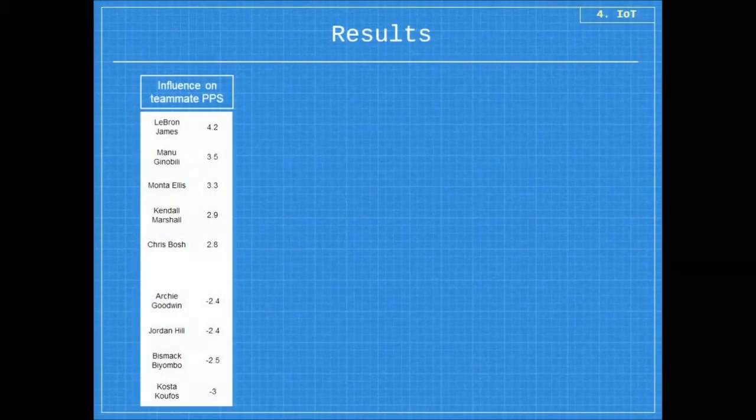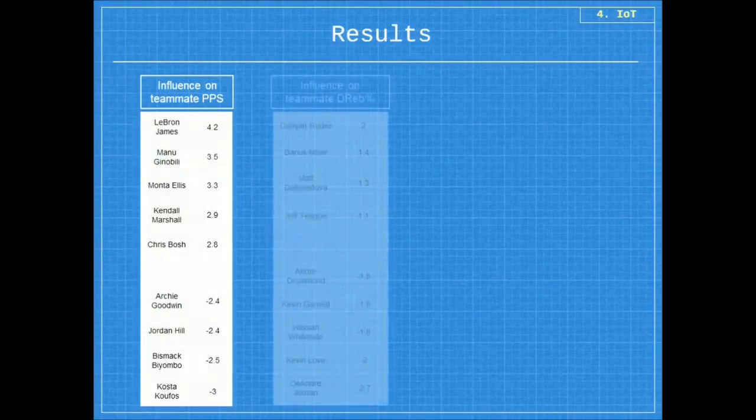While at the bottom here, we have a couple of players that are not really good passers, and they're also clogging the lane, I guess, because they can't shoot from far away from the basket.